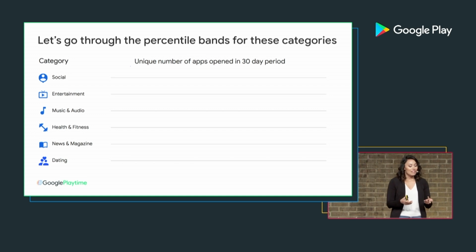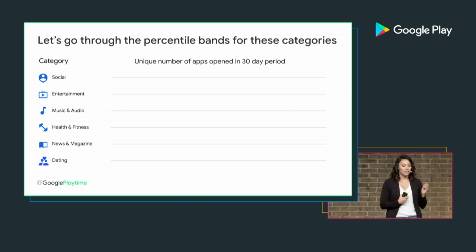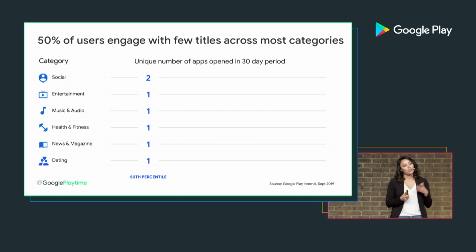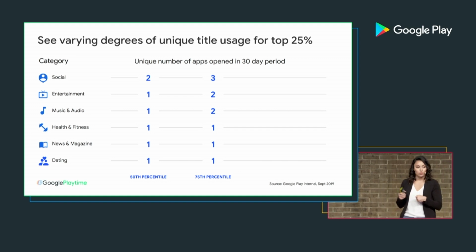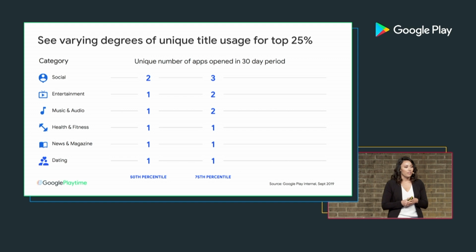But to start off, let's go through the percentile bands of the unique number of apps that a user opens in a 30-day period for these 6 categories. Now, hopefully these categories resonate with many of you in the room, but I promise this won't be all that I will share. So starting off with the 50th percentile, or the median, we see that majority of users engage with few titles across most categories. So majority of them are seeing 1 here, with only social seeing 2 titles being engaged with by the majority of their users. But what about the top 25% of users? We can see some categories here saw a step up. So social went up to 3, entertainment and music and audio stepped up to 2, but we still see the remaining 3 categories having 75% of their users only engaging with 1 title in a 30-day period.